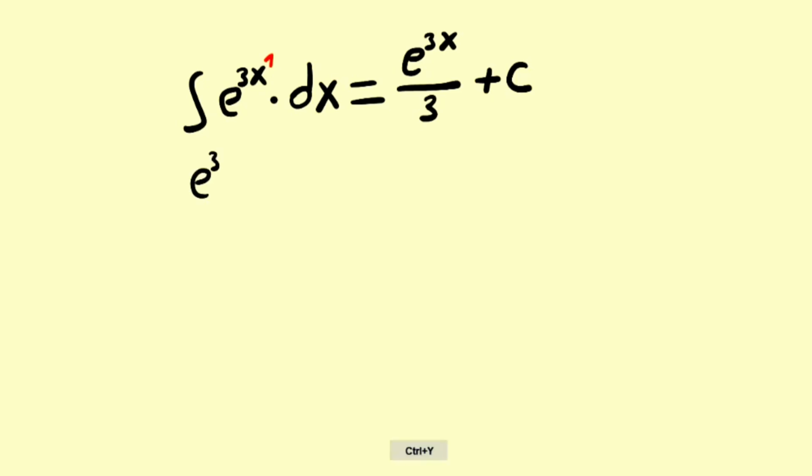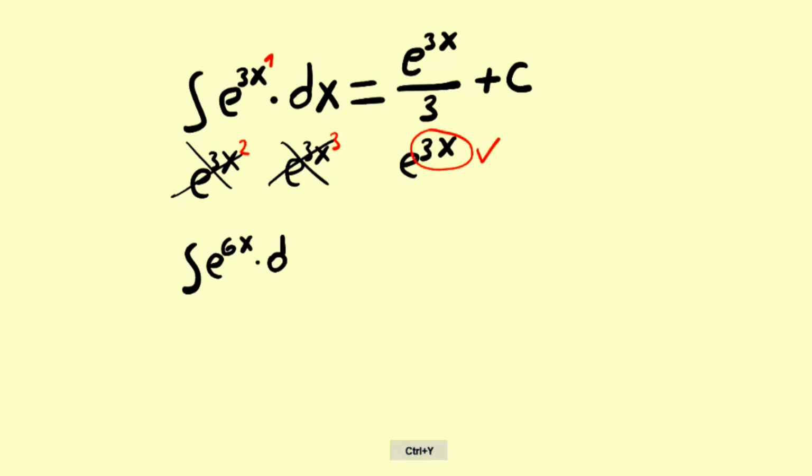If it's like x squared on top or x cubed or something else, it won't work. It only works if the exponent is a linear function. So, if you want to find the antiderivative of e to the 6x, it's simply going to be e to the 6x divided by 6.